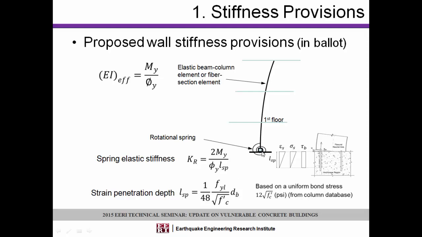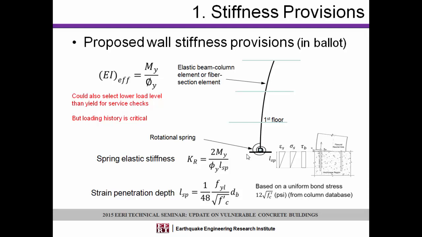And then add a rotational spring here that has this stiffness, which comes from that bar slip. And that stiffness was evaluated using a constant bond stress of 12 root f'c in psi units, which came from a very large column database. We found that that number works out really well. And this number gives us a strain penetration depth that's here. And this strain penetration depth gives us a rotational stiffness to that spring. So if you use this equation, from moment curvature, you can get these two numbers. This one is very straightforward. This is an equation, so you can get this rotation just straight out from an equation, and that will give you the wall.